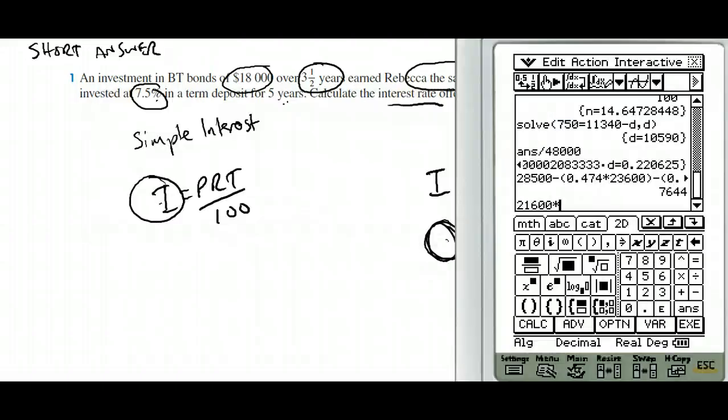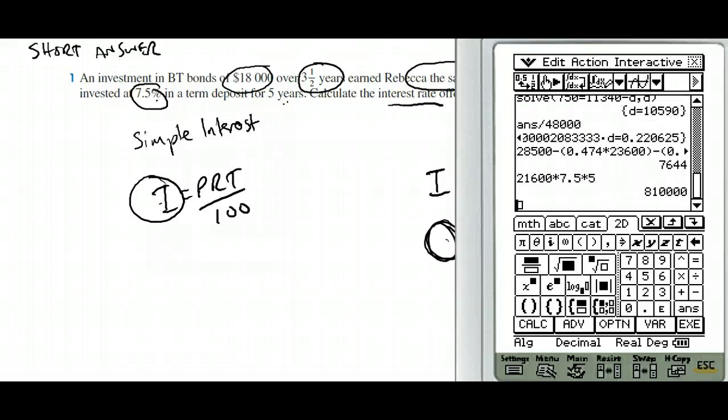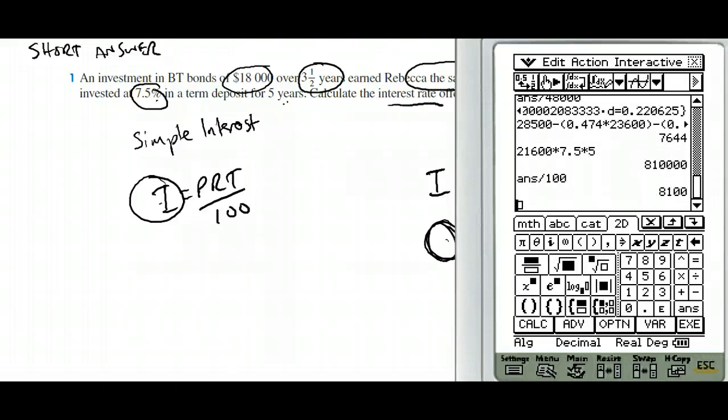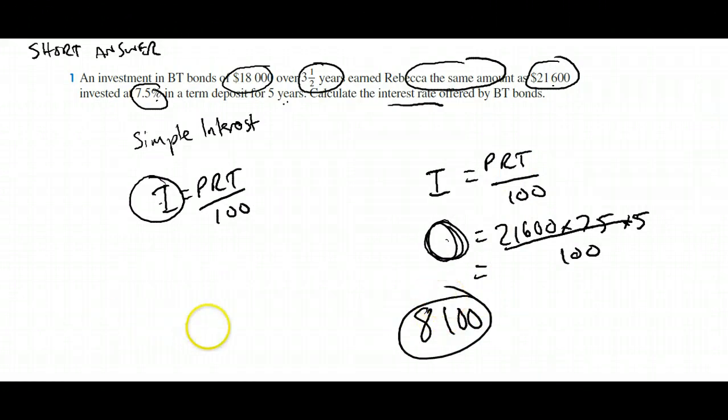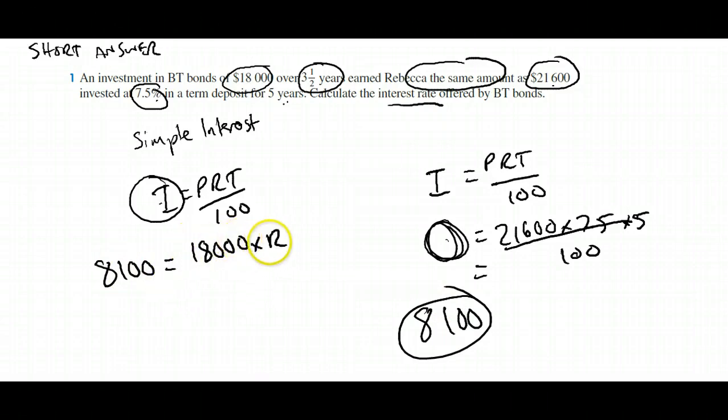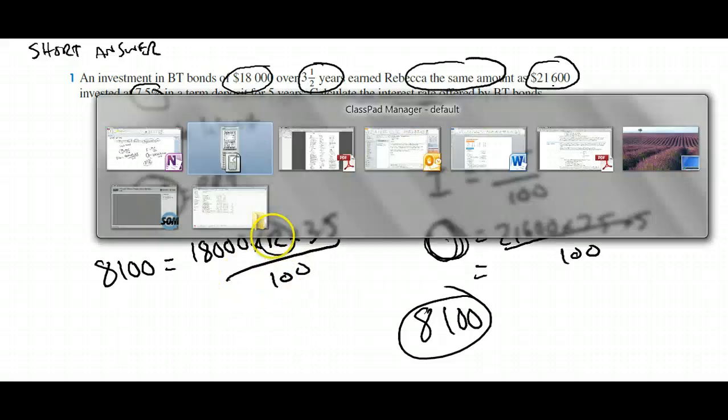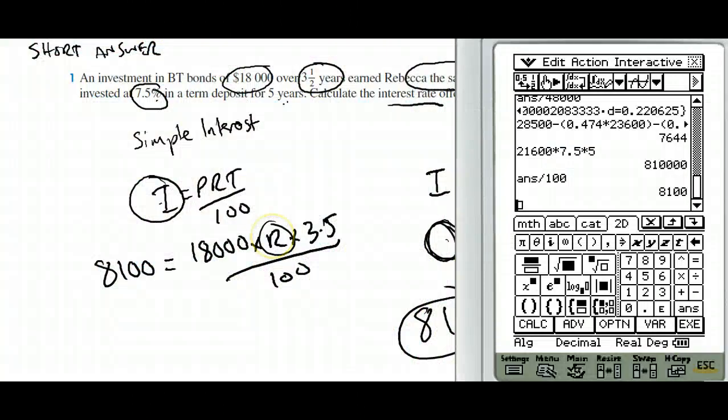times 7.5 times 5, and then divide it by 100, we get 8,100. So the interest over here is 8,100. So that's the same as the interest over here, we were told. And over here we know the principal was 18,000. The interest rate we didn't know, and the amount of time was 3.5 years, and it's all over 100. So we can solve for R now that we've got everything else.